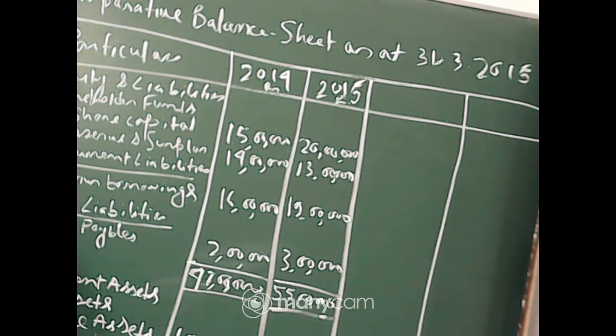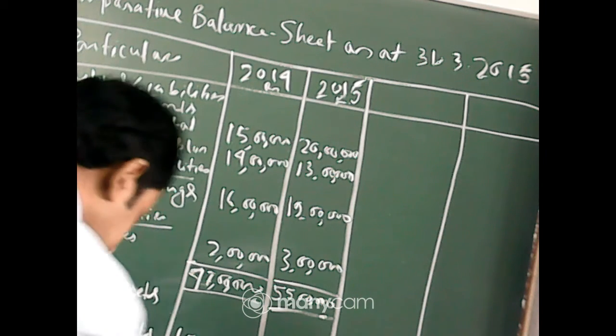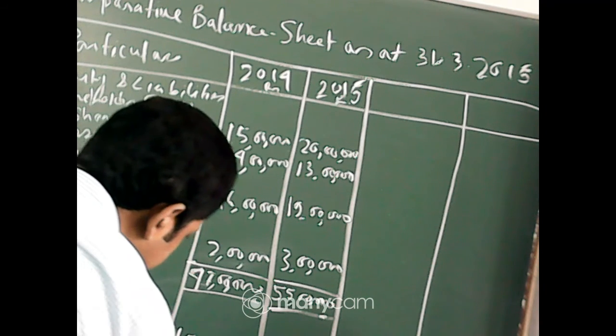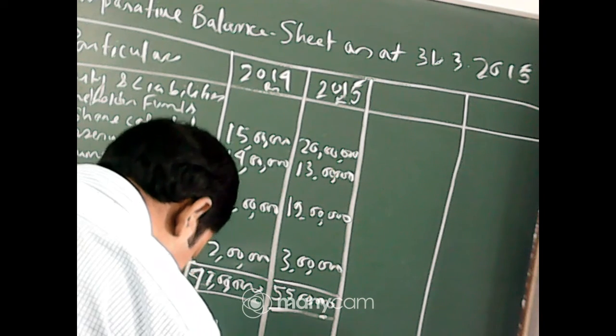Intangible asset is also there. What is intangible asset? Intangible assets are goodwill, copyright, patent. These are intangible assets which we cannot touch and feel, but they have a value. So they are called intangible assets. The last year figure is 16 lakh and this year figure is 19 lakh.